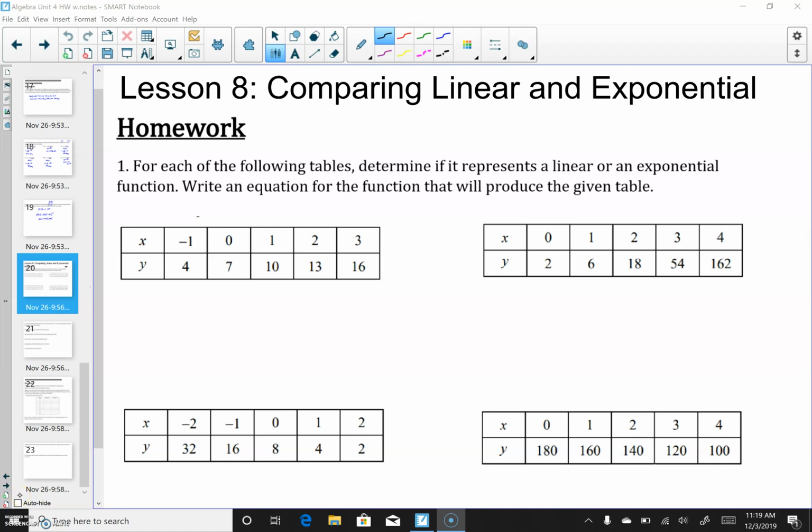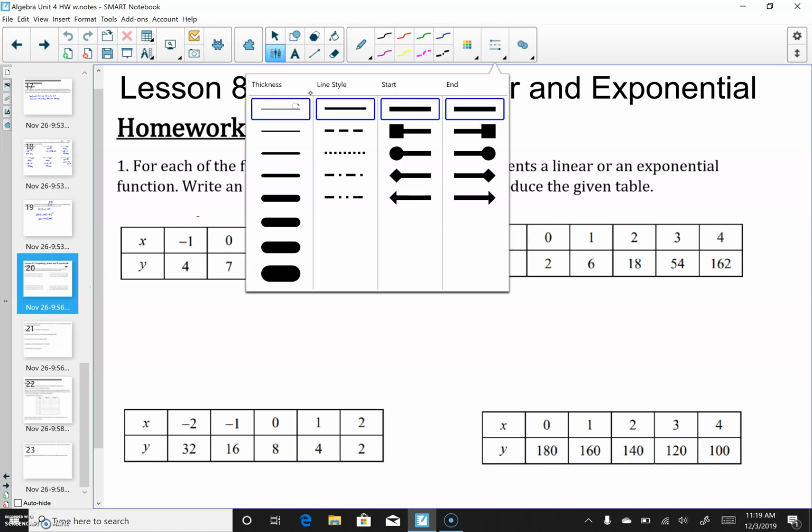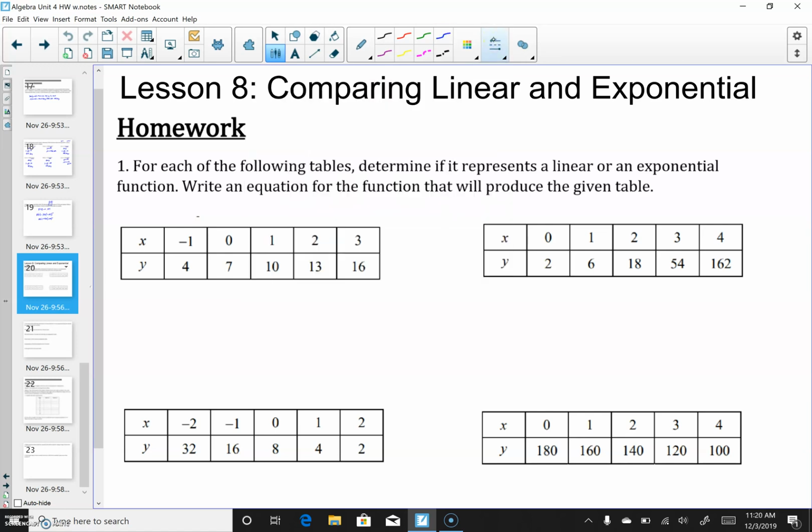In Lesson 8, we're going to spend some time talking about the difference between linear and exponential functions. So for the first one, it wants us to look at the table, determine if it is linear or exponential, and then write an equation for each of them.